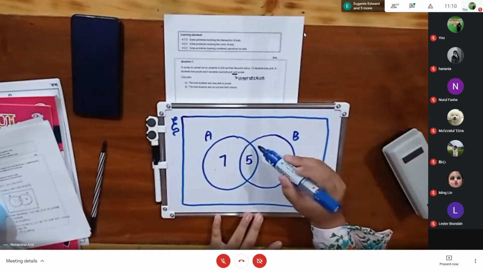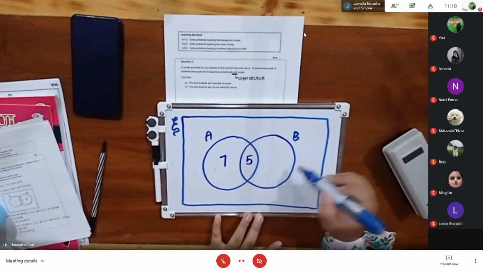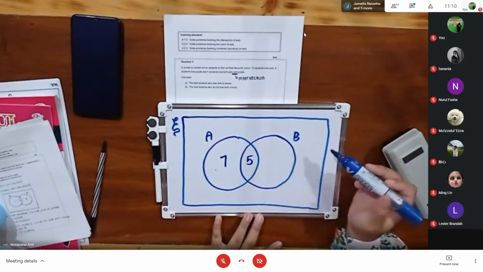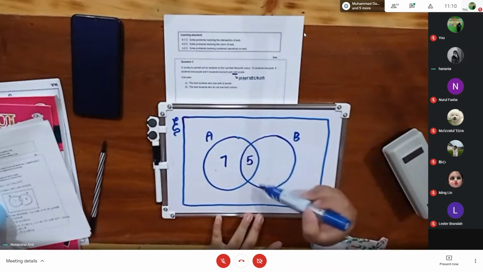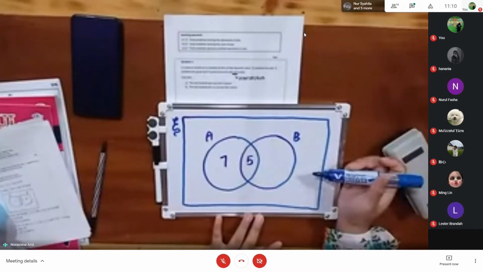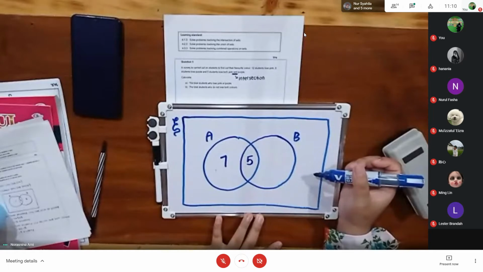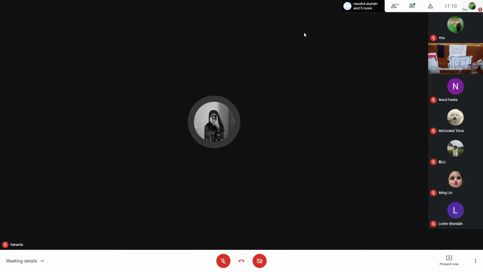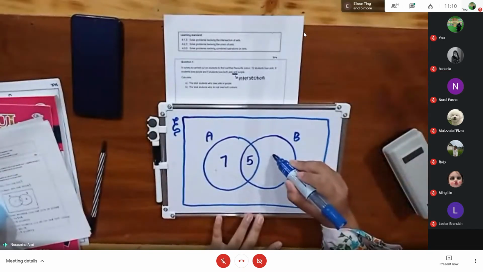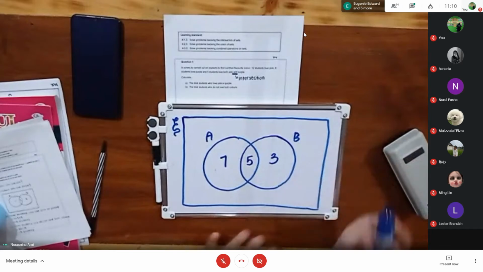So the purple part is here. Can you guess what's the answer for this part? 3. Why 3? 8 students who love purple, then we minus 5. So this part is 3.